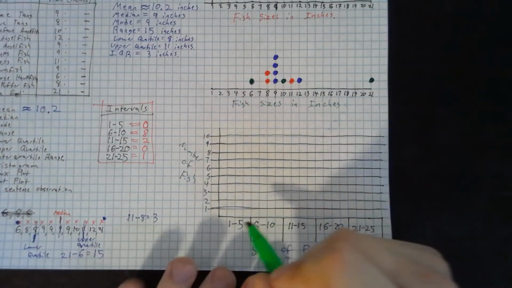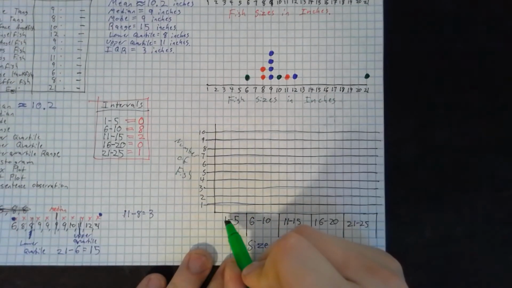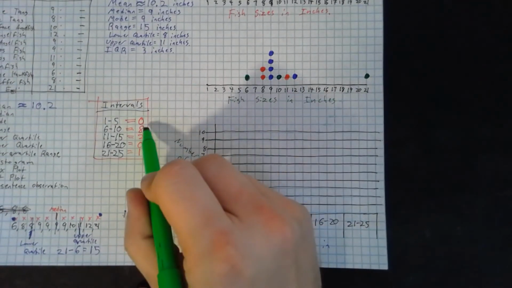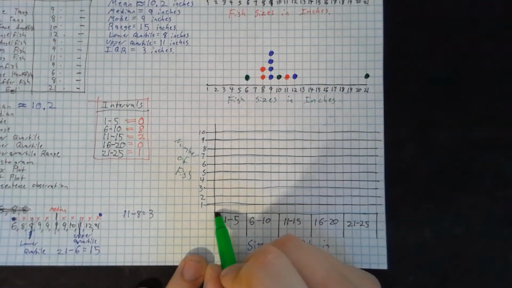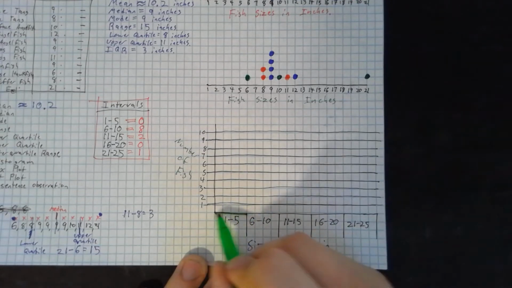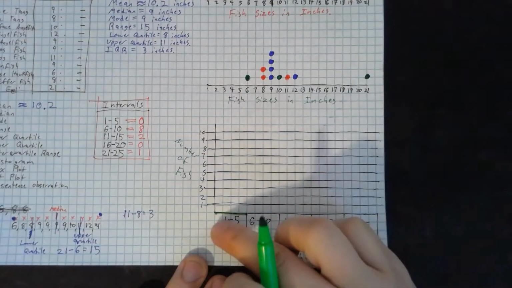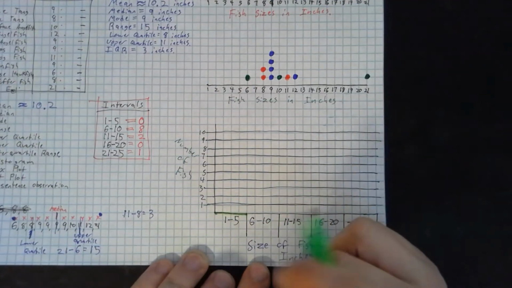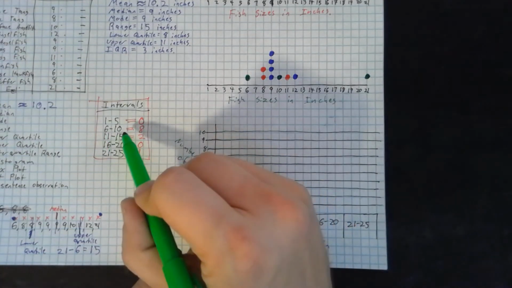Good. So how many fish are between 1 and 5? It looks like 0, so I'm not going to have anything for this bar. I'm just going to draw a line going across at 0. There are 0 fish that are between 1 and 5 inches. Next, how many fish are between 6 and 10 inches?